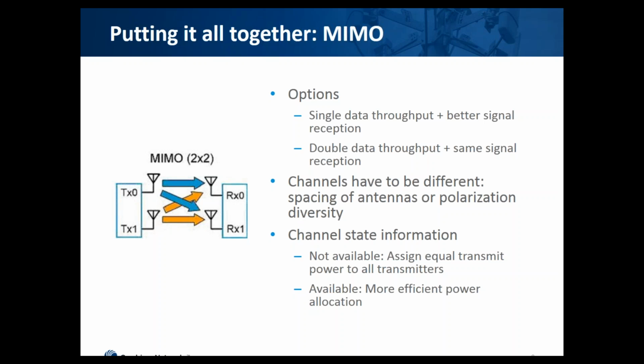If we want to make the system more robust, we can use transmit diversity to send a single stream of data.